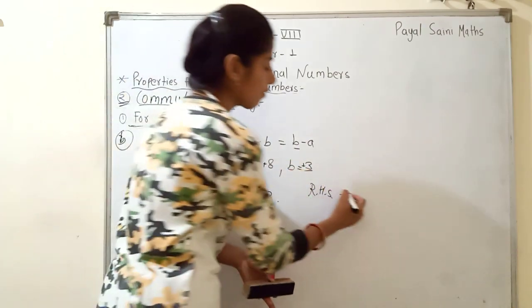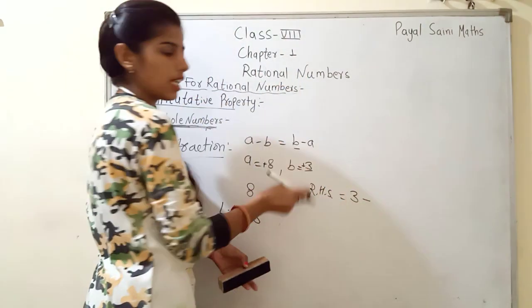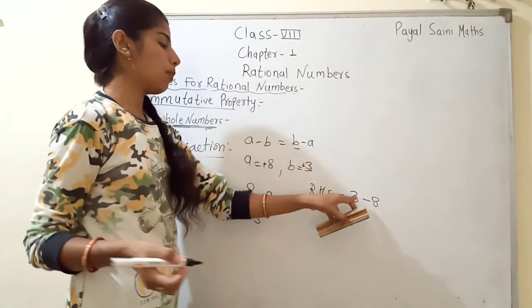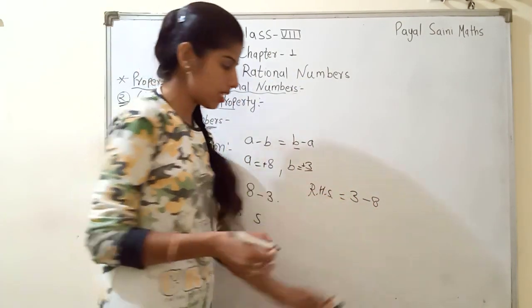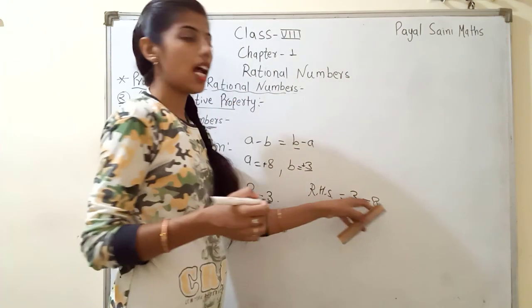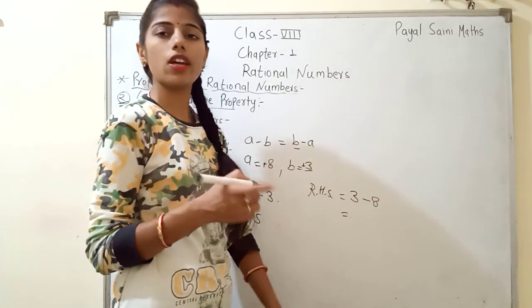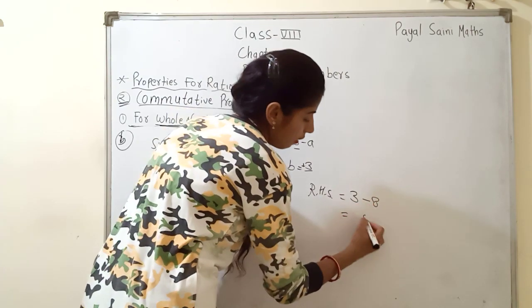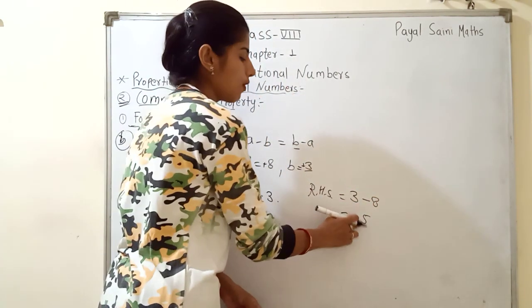B value is 3, the sign between them is minus, and A value is 8. Then look here: the plus number is smaller than the minus number, and we know that if there are unlike signs, then what do we do? Always subtraction. So we subtract: 8 minus 3 is 5. Now we check which sign we put here.